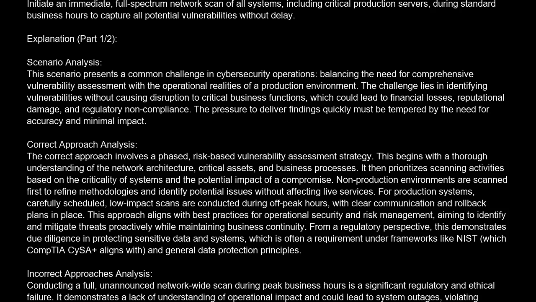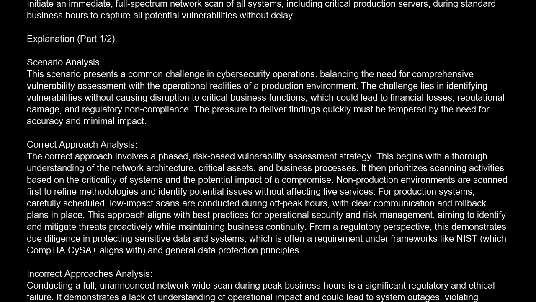Scenario analysis. This scenario presents a common challenge in cybersecurity operations, balancing the need for comprehensive vulnerability assessment with the operational realities of a production environment. The challenge lies in identifying vulnerabilities without causing disruption to critical business functions, which could lead to financial losses, reputational damage, and regulatory noncompliance. The pressure to deliver findings quickly must be tempered by the need for accuracy and minimal impact.